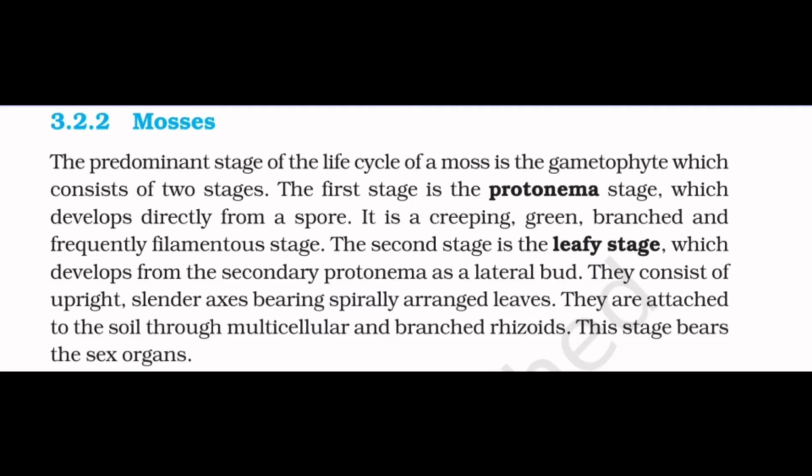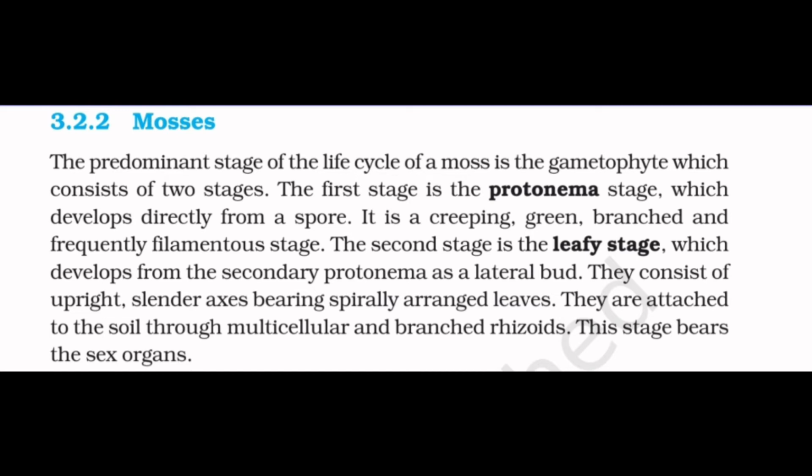Second, mosses. The predominant stage of the life cycle of a moss is the gametophyte, which consists of two stages. The first stage is the protonema stage, which develops directly from a spore. It is a creeping, green, branched, and frequently filamentous stage. The second stage is the leafy stage, which develops from the secondary protonema as a lateral bud.